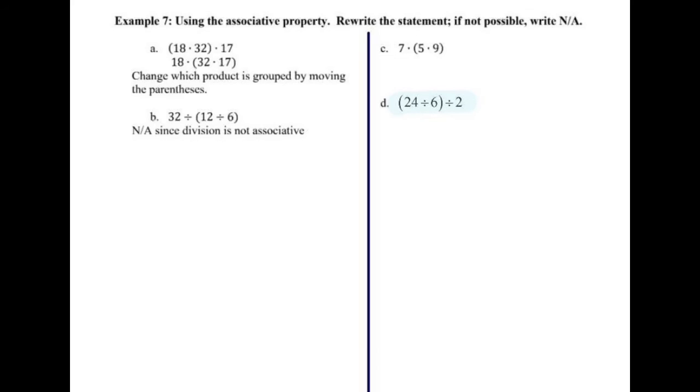Okay, on this one, rewriting it and saying NA if it's not possible. I would put NP for not possible, but that's just me, right? All right, here's our original problem, and you can see the parentheses moved from 18 and 32 to 32 and 17. Didn't multiply it out. You didn't need to. You're just rewriting the statement.